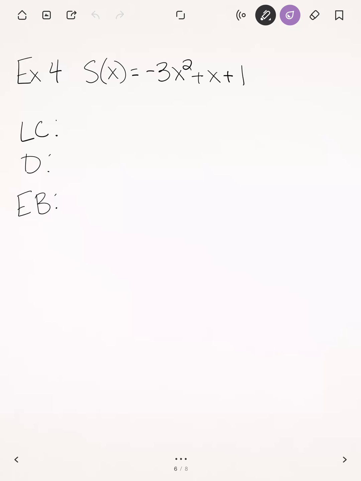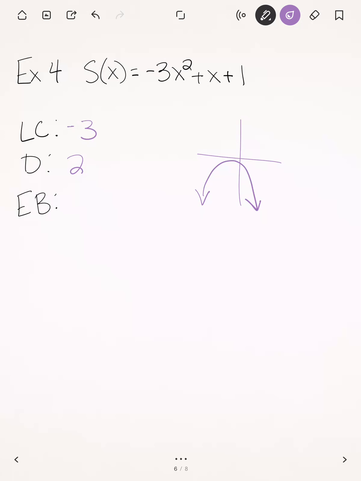Okay, example 4. I have s of x equals a negative 3x squared plus x plus 1. My leading coefficient is a negative 3. My degree is a 2. So my degree tells me that they go in the same direction. My leading coefficient being negative tells me that they're both going down. So what my function will look like, and since it's a degree of 2, it's a parabola, looks like a U. It's going to look something like that.